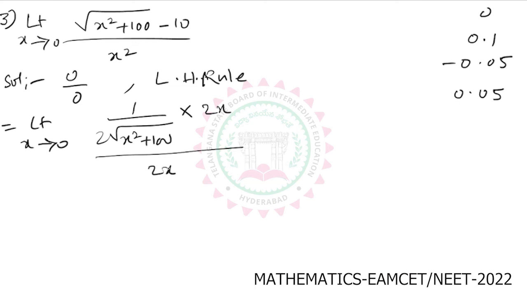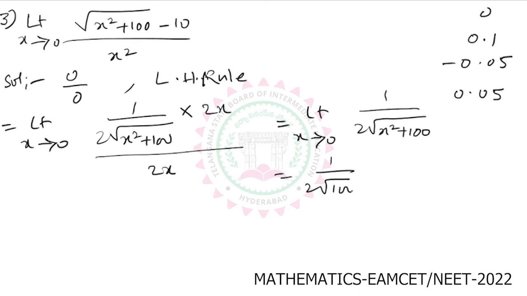So you see that this 2x from numerator and 2x from denominator cancel each other, which gives me limit x tending to 0 of 1 by 2 times root of x square plus 100. Right? Now, if I apply the limit x tending to 0, this becomes 0. So 1 by 2 into root 100. Square root of 100 is nothing but 10. So 1 by 2 into 10 is 1 by 20, and if you divide this, you will get the answer 0.05.